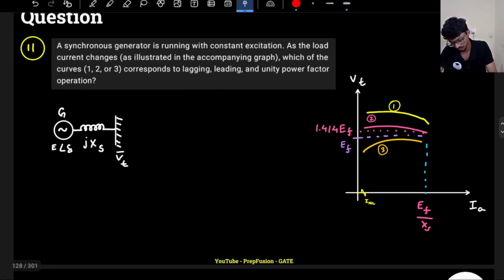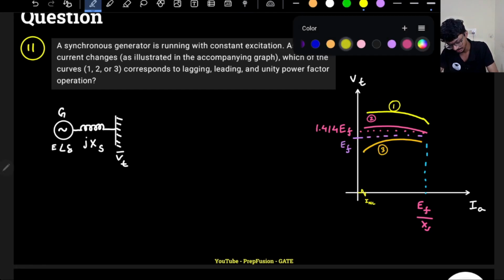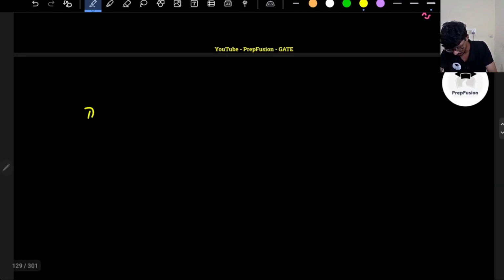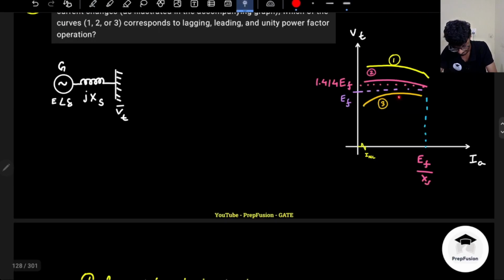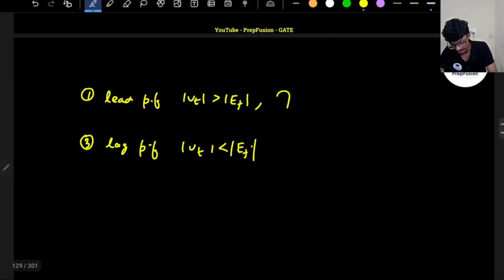It's very simple, right? When the voltage is higher than the excitation, it has to be a leading power factor. So curve one has to be leading power factor, as the magnitude of Vt is higher than the magnitude of Ef. And curve 3 will be a lagging power factor, as the magnitude of Vt is lower than the magnitude of Ef. Remember, all this I am discussing for a synchronous generator. For a motor it will just be opposite. So these are for a synchronous generator, so don't just remember it.